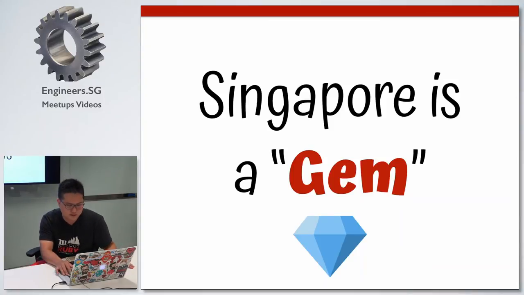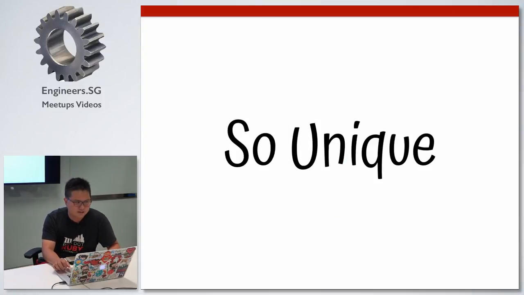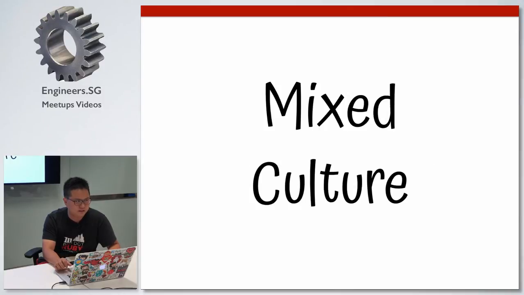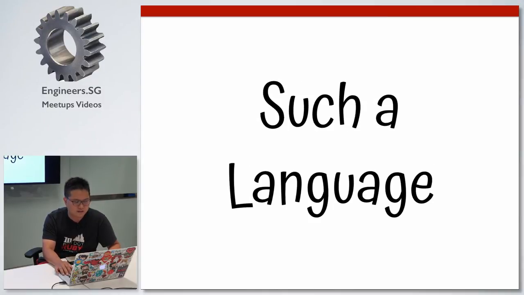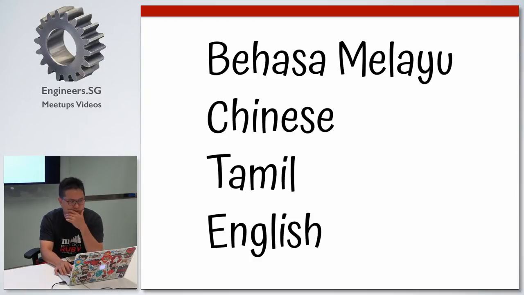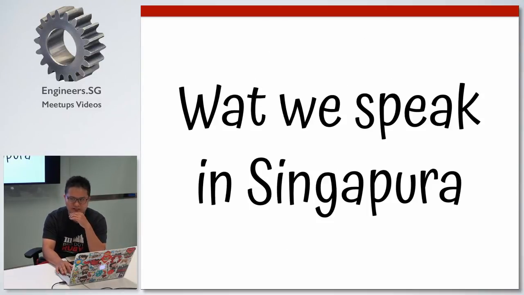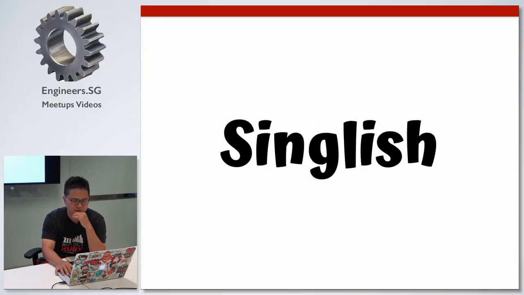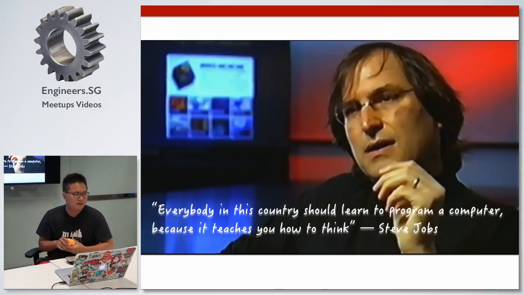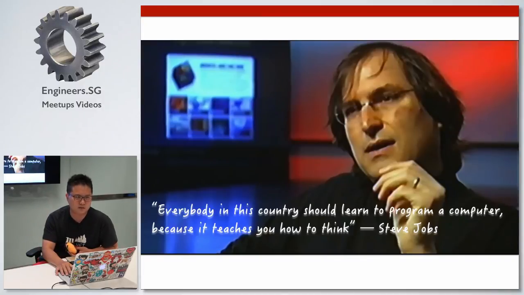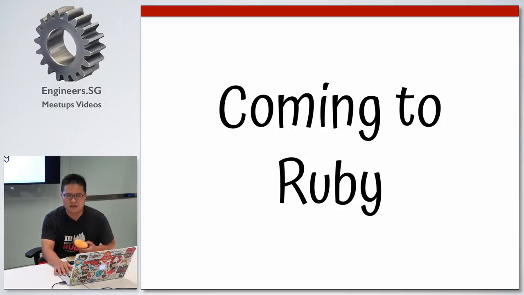And one of our gems is something very unique, something with mixed culture, a mixed language, which is what we speak in Singapore. It's called Singlish. As Steve Jobs said, everyone in this country should learn programming because it teaches you how to think. So I think a lot about how to remove the barrier to get the newer generation of Singaporeans to learn programming. So I tried to add Singlish support to the Ruby language.